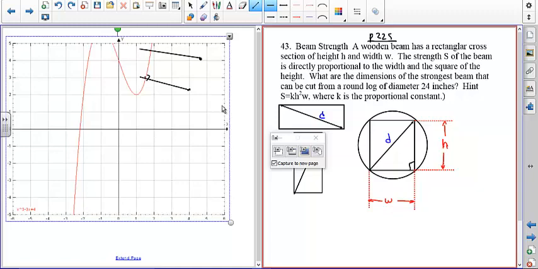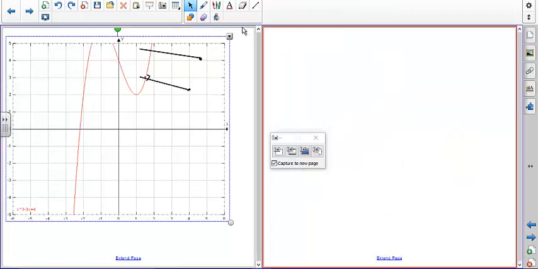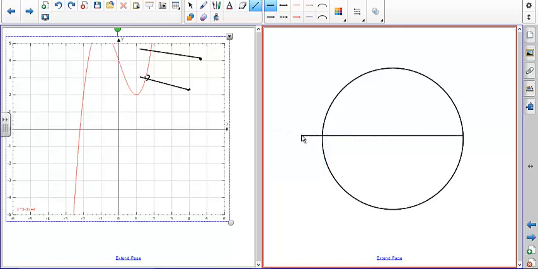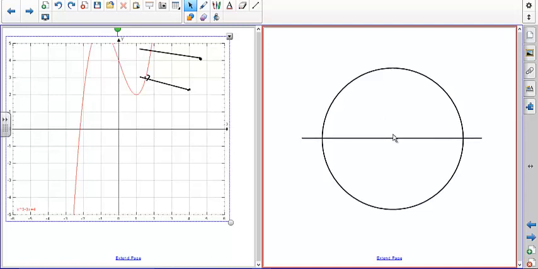Let me draw the picture. So I'm going to draw a circle. So here's my circle. Here's my, let me move this out of the way. Here's my axis. Here's the x-axis. Here's my y-axis. Oops, I'm going to push this button.